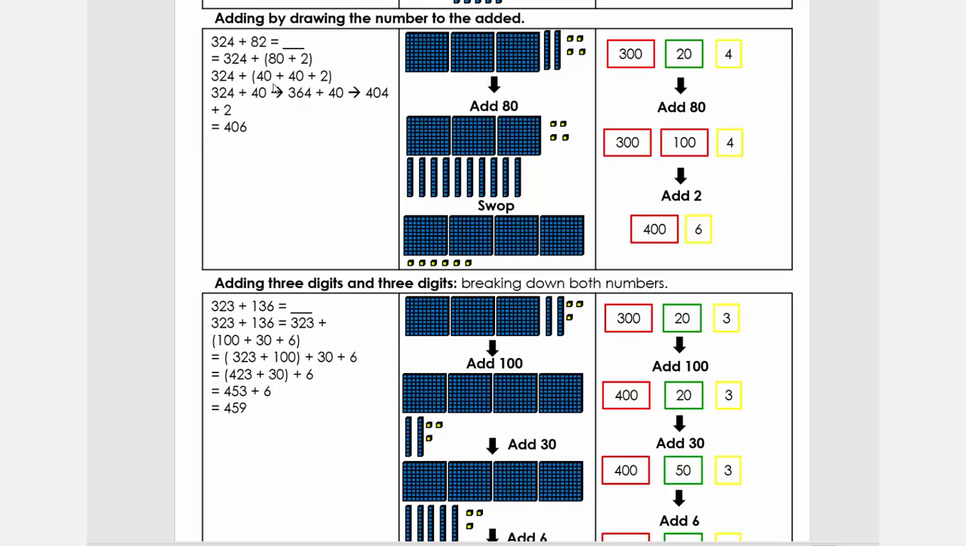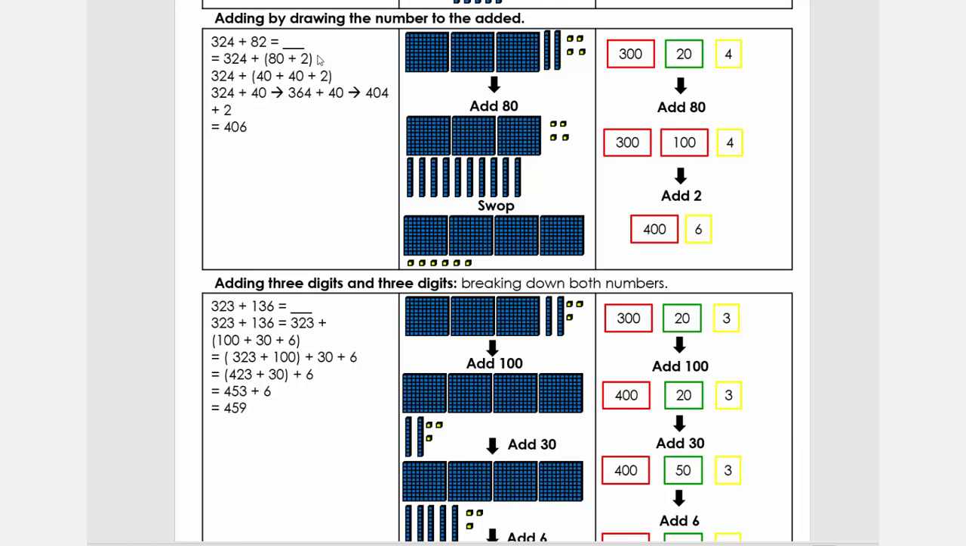So I'm just going to repeat. We've got 324 plus, we're first going to add the 80. If we add the 80 here, it gives us 100. We swap it for a block, then we get 400 here. So we still need to add the units. So we're going to add then the 2. So we get 406.